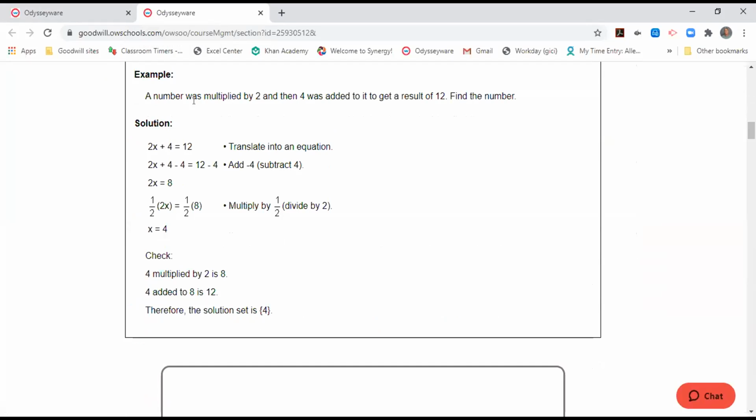So here they've taken a written phrase, a number was multiplied by 2, and then 4 was added to it to get the result of 12. So here's the equation that is translated into. 2x, which is the number, a number, we don't know what it was, plus 4 equals 12. Now from here, you have an equation with an equal sign that is solvable.